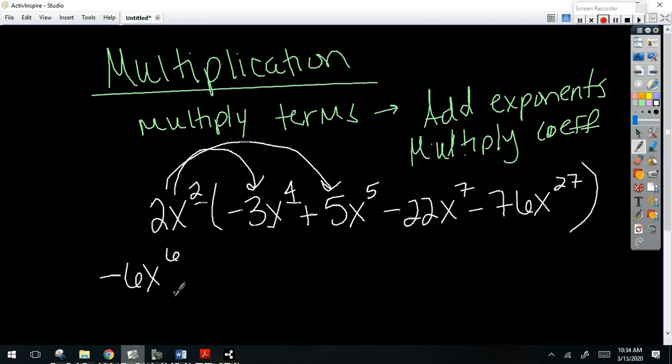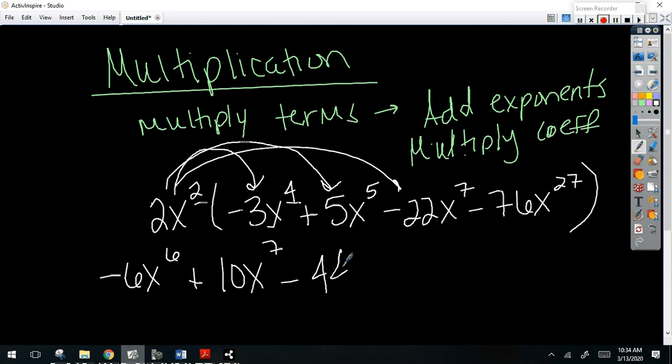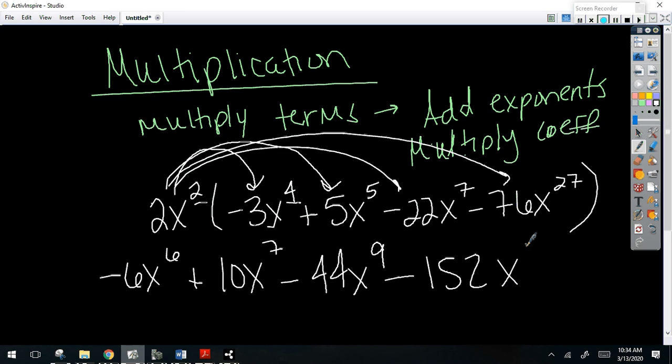All right. Plus 10x to the what? Minus 44x to the, minus 152x to the 29. Is it a polynomial? Yes. What's the degree? 29. Leading coefficient? Constant? 0.